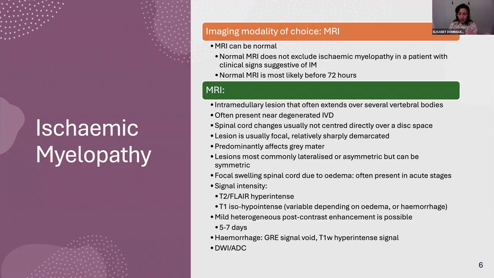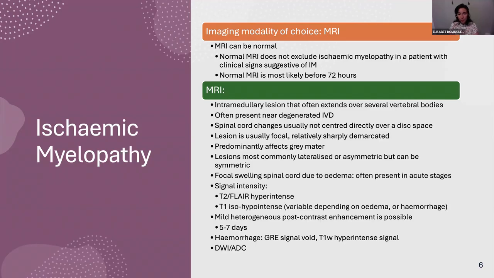And regarding MRI, something that is also very important is to remember that even using MRI, the MRI can be normal. So we may have a dog that was completely normal 2 hours ago and suddenly is paraplegic or paraparetic, and it was an acute onset, non-painful, and doesn't seem to be progressive. We scan the animal, we do an MRI, and the MRI is completely normal. Also, the absence of lesions on MRI does not exclude the presence of an ischemic myelopathy in a patient that has clinical signs that are suggestive of ischemic myelopathy.